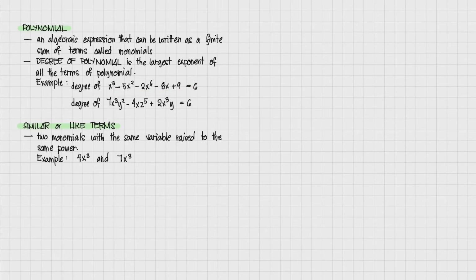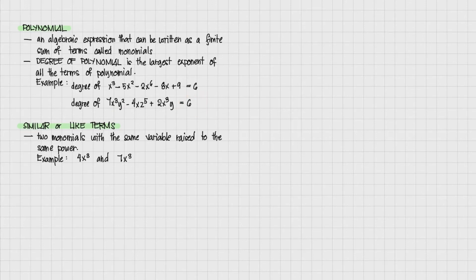So, 6 because from our definition, the degree of a polynomial is just the largest exponent of all the terms of a polynomial. So, our largest exponent for this polynomial is 6. Another example, we have 7 times x raised to 3 times y raised to 2 minus 4 times x times z raised to 5 plus 2 times x raised to 3 times y. And the degree of this polynomial is also 6.